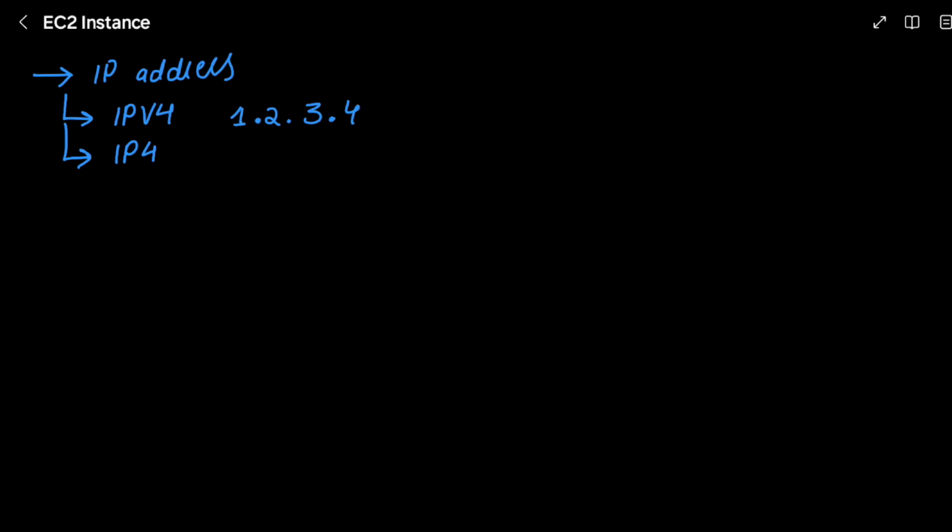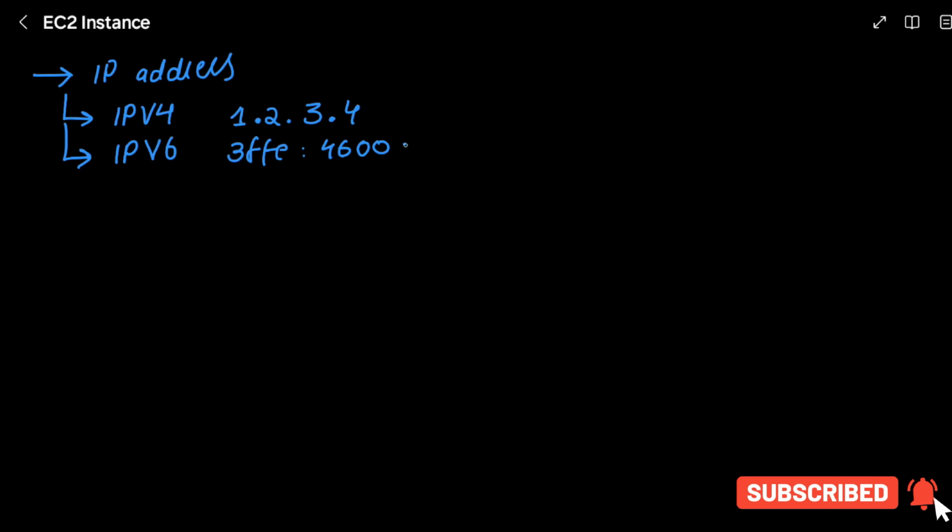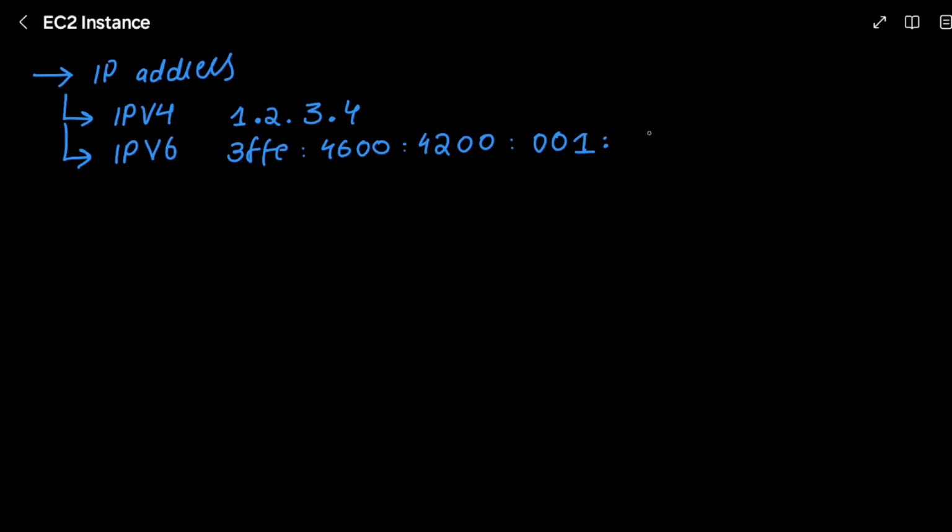Then we have IPv6, and they look something like this: 3FFE 4600 colon 4200 001, and we have something like F23. So not pretty standard stuff, but this is more specific to IoT devices, and this is more specific than conventional IP addresses.